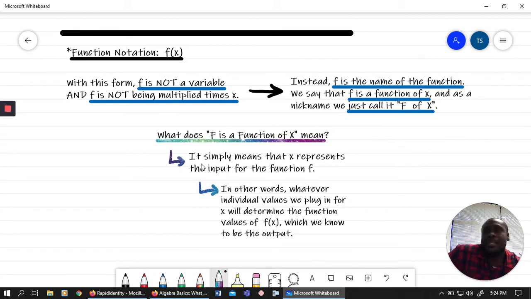So it simply means this. It means that x represents the input for the function f. All right. In other words, guys, you know what input is already. We're saying that whatever individual values you plug in for x, that is going to determine the function values for f of x. And guys, we know that where you have an input, you're going to have an output. So when we talk about function values, we're talking about the output.